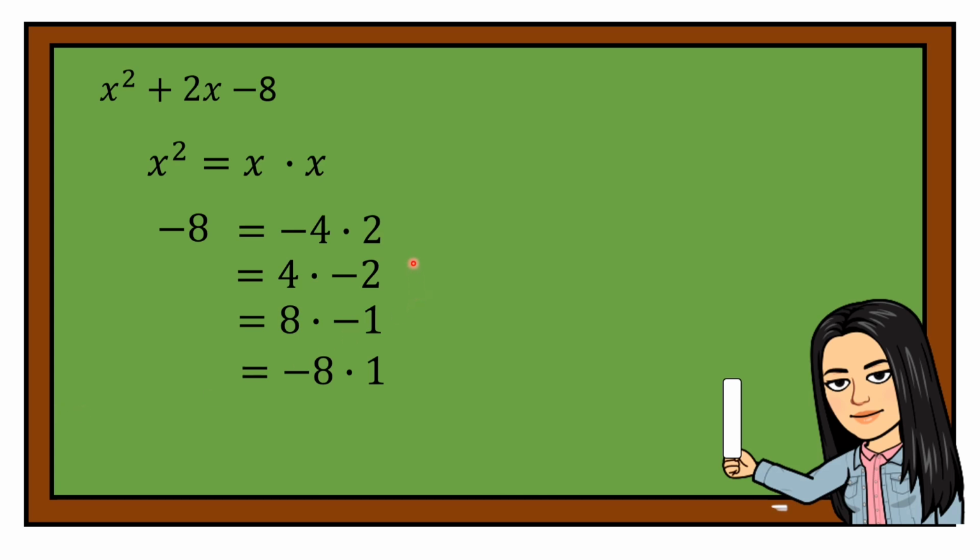Next, let us identify among these pairs which of the following pairs sums up to the middle term. So what is our middle term? So our middle term is 2x. So let us try to get the sum of these pairs of numbers.